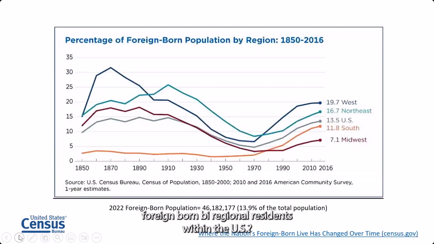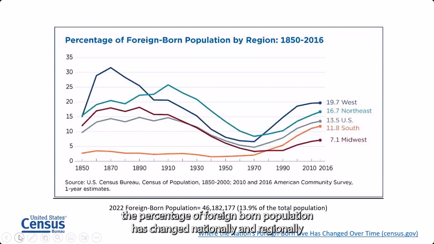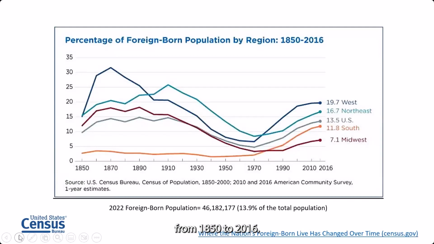Okay, what about foreign-born by regional residents within the U.S.? This chart gives us some historical perspective on how the percentage of foreign-born population has changed nationally and regionally from 1850 to 2016. In 1850, the first year the United States began collecting nativity data through the census, the country had a foreign-born population of only 2.2 million, representing nearly 10% of the total population. Taking a closer look at the line graph, you'll see in the mid to late 1800s, the percentages were higher, largely driven by immigration from Europe.